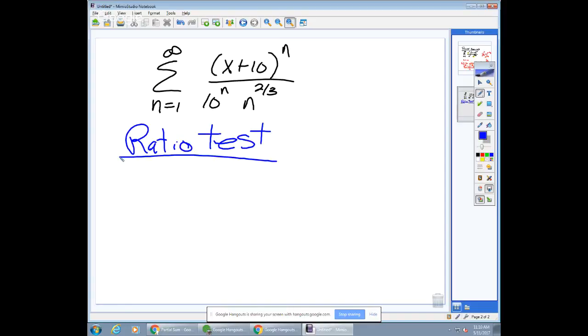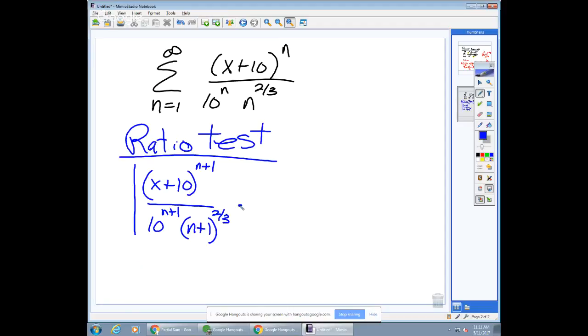So for the ratio test, I want the absolute value of the n plus 1th term. So that would be (x plus 10) to the n plus 1 over 10 to the n plus 1 times (n plus 1) to the 2 thirds, times the reciprocal of the nth term, 10 to the n times n to the 2 thirds over (x plus 10) to the n.